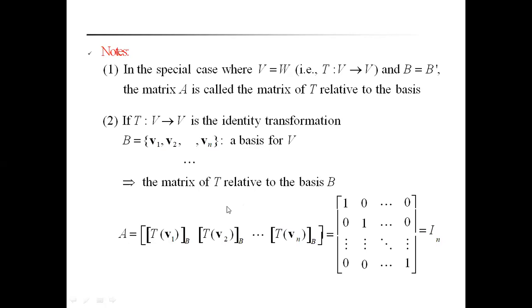Here, remember, the matrix of T relative to the basis B in the identity transformation, the matrix A is called the identity matrix. See here, [1 0 0; 0 1 0; 0 0 1], that is the identity matrix. Always remember, the matrix of T relative to the basis B in the identity transformation, A is called the identity matrix. Therefore, A is equal to In. These are the two important note points.